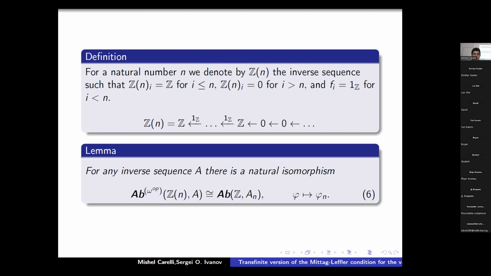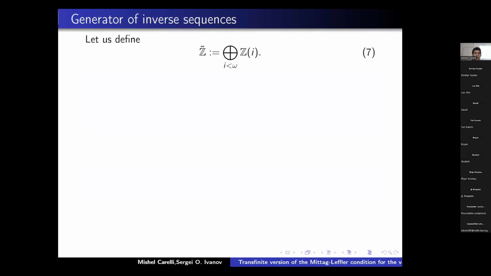And it's easy to see, because if you have a morphism from Z_n to some sequence A, then this morphism is defined by the image of the last copy of Z. The rest of the copies would be mapped according to this method. So it is isomorphic to the maps from Z to A_n. Okay, now we will define the wave.